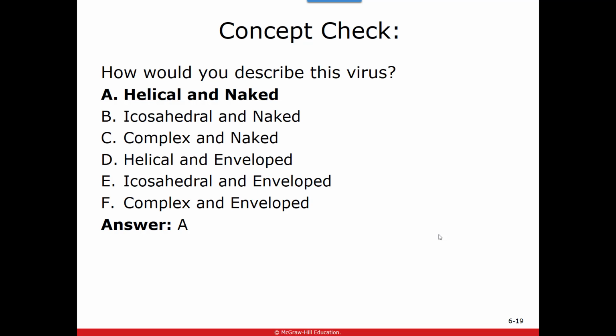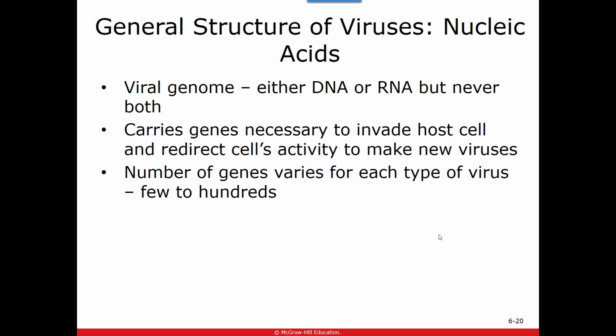Now, the nucleic acid that it can have. Again, it could be DNA, it could be RNA, they could be double-stranded, they could be single-stranded. There's a lot of variety in nucleic acid when it comes to viruses. But it's still nucleic acid and has all the information, all the genes to know how to hijack host cells. Now, the number of genes can vary depending on the virus. There can be a few genes or there could be hundreds of genes. It just depends on the virus and how complex it is, what's needed for hijacking host cells.